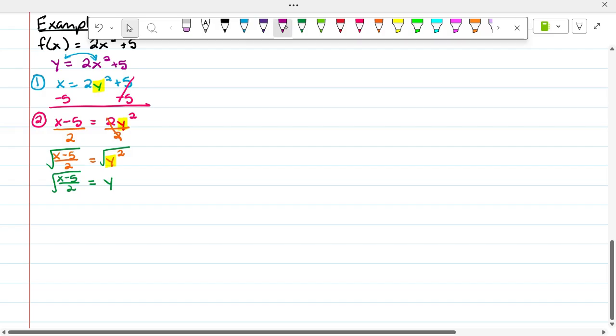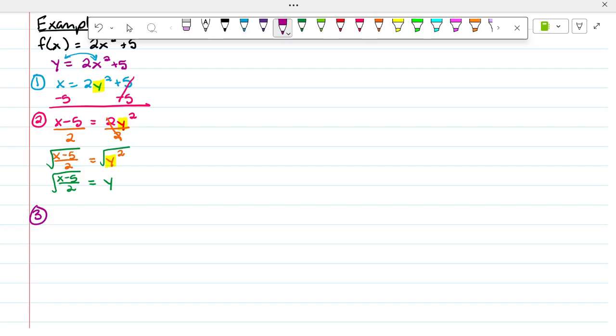So my last step is to just rewrite it using the proper inverse notation. So you could say y to the negative 1, but because it was originally an f of x, I'm going to use f of negative 1 of x is equal to the square root of x minus 5 all over 2. So guys, if you can get it down to just that, I'm happy.